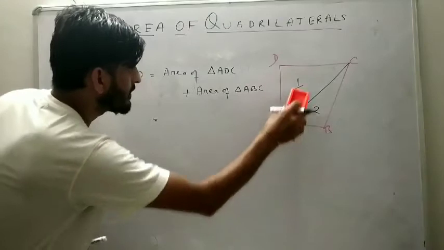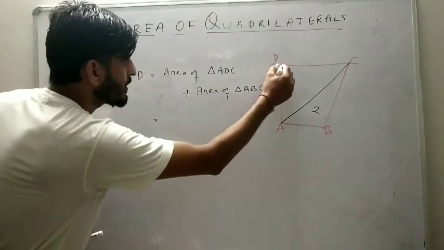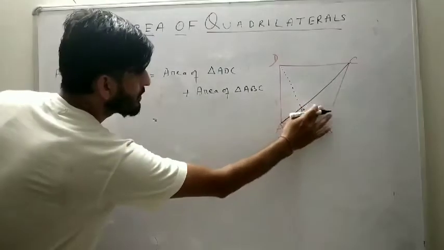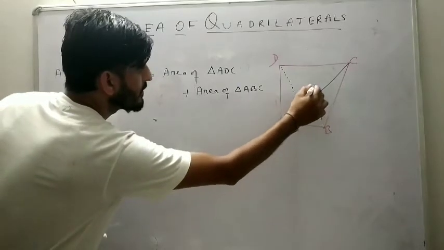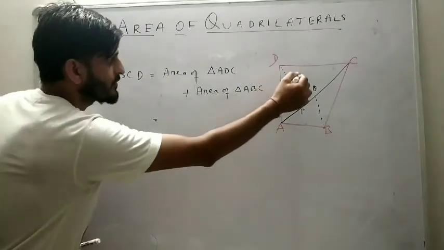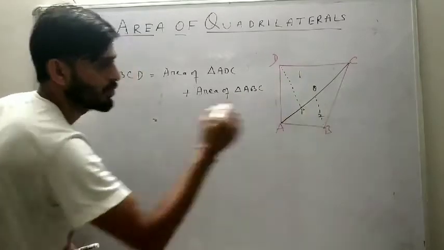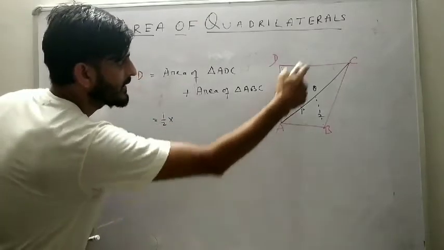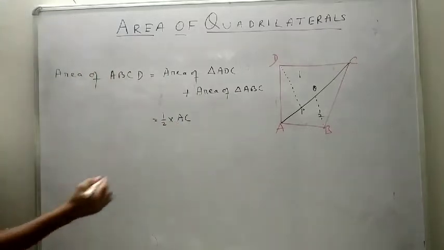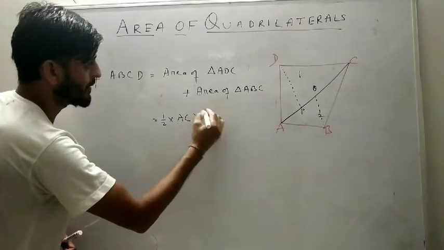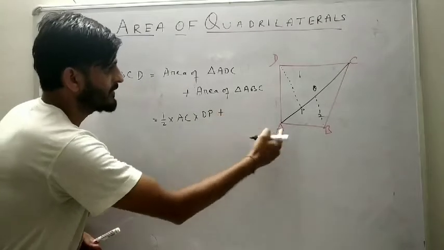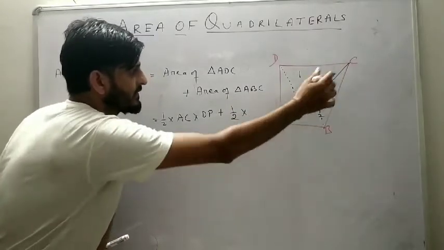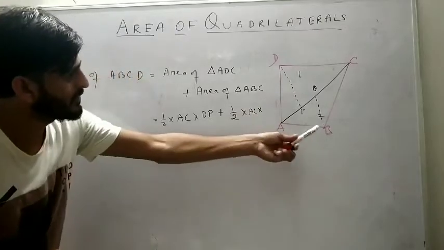So let us see. From point D we will construct one altitude, suppose this is P. And from B we will draw another altitude, and this is Q. This is the altitude for triangle 1, and this is the altitude for triangle 2. So what is the area of the triangle ADC? Half into base, the base is AC, and the altitude is DP. Now the second triangle: its area is half into base, the base is again AC, and the altitude is BQ.